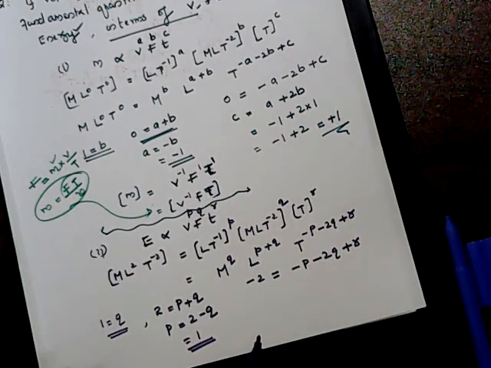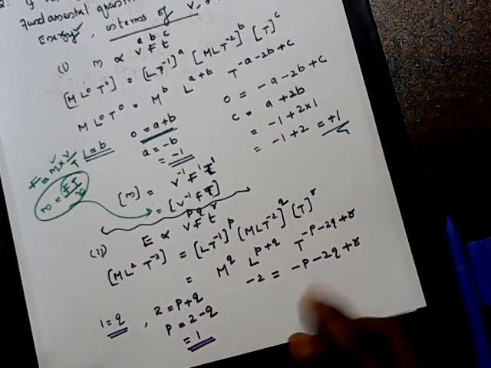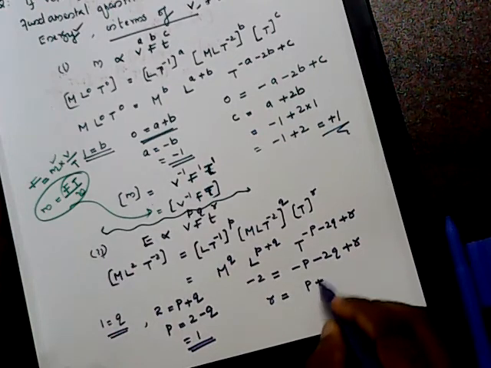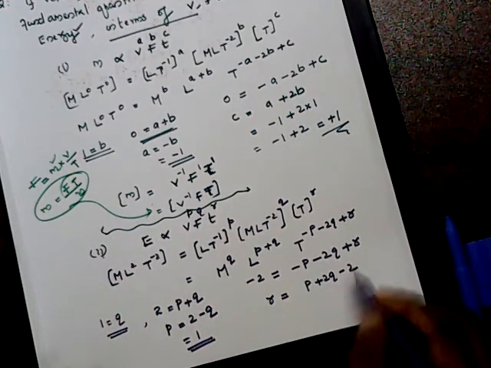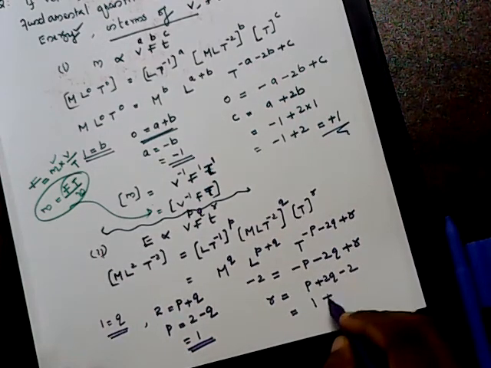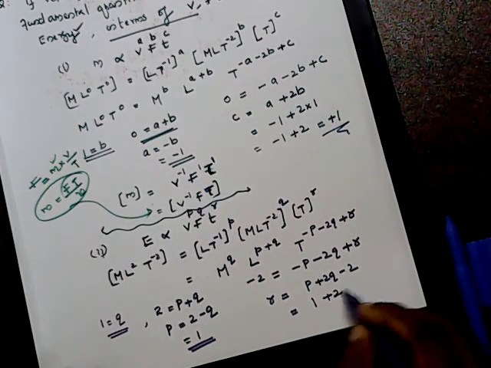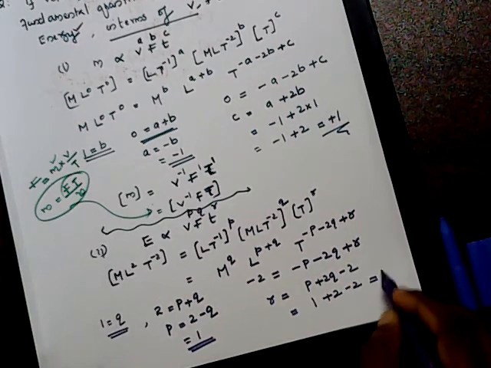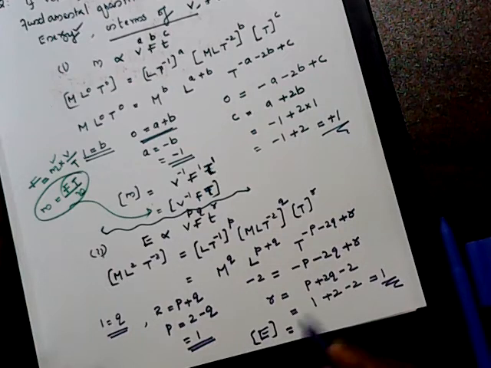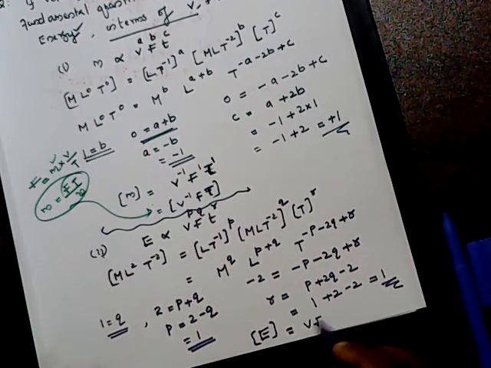So our aim is to find the relation for r. So r is what? That is p plus 2q minus 2. We know the value for p. The p is 1 plus q is 1. So 2 minus 2. So you get the value as 1. So easily we can write the E as equal to every power is 1. So Vf into T. So that is a concept.